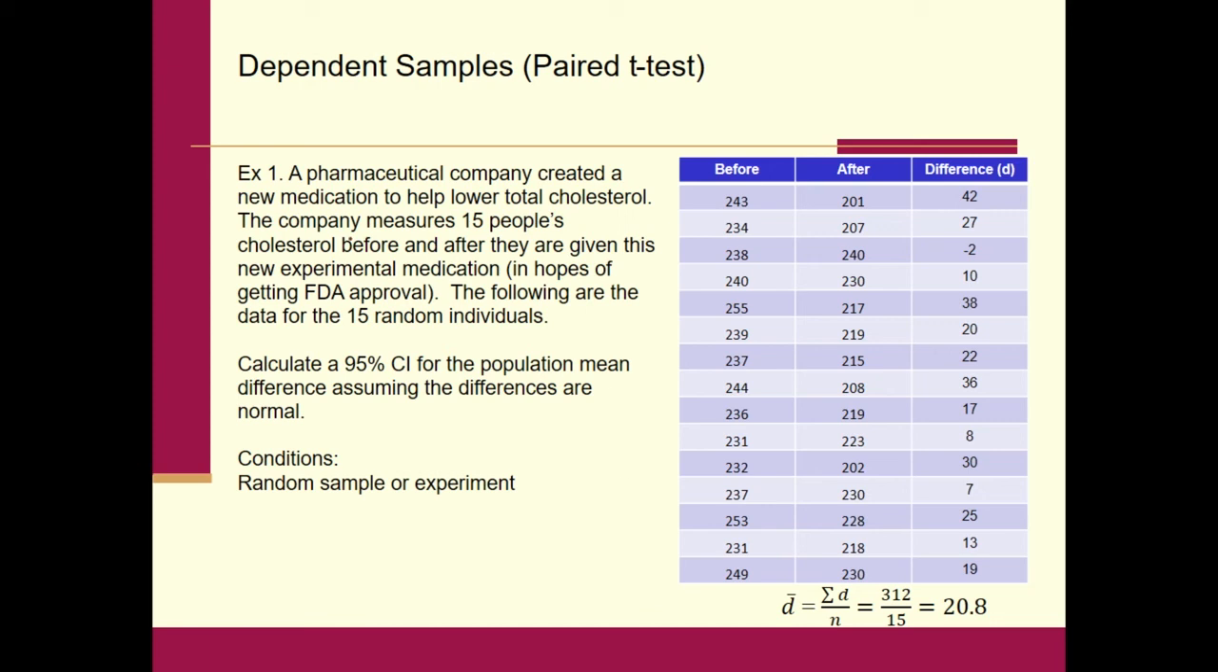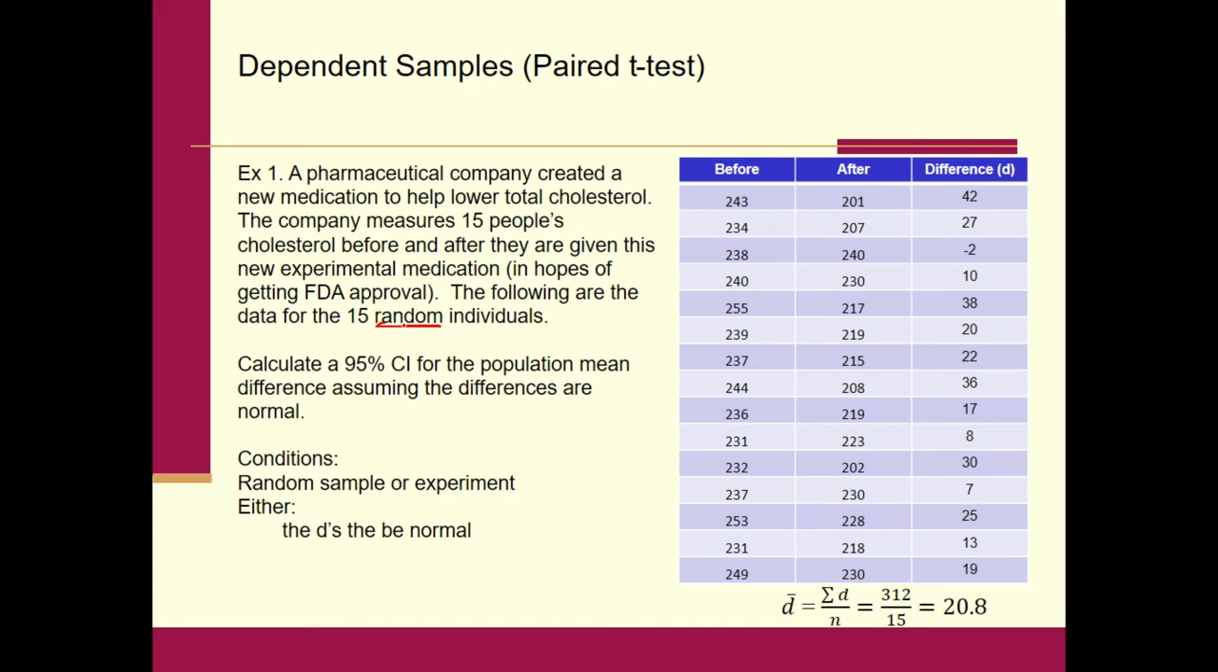So the company measures 15. Hopefully they did this randomly. Okay. And then 2, either we need the D's to be normal. Okay. Now before, when we were doing this, it was we needed the X's to be normal.